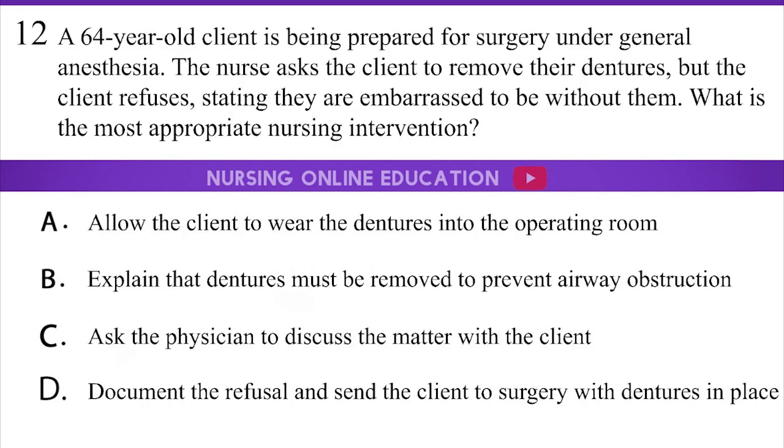12. A 64-year-old client is being prepared for surgery under general anesthesia. The nurse asks the client to remove their dentures, but the client refuses, stating they are embarrassed to be without them. What is the most appropriate nursing intervention? A. Allow the client to wear the dentures into the operating room. B. Explain that dentures must be removed to prevent airway obstruction. C. Ask the physician to discuss the matter with the client. D. Document the refusal and send the client to surgery with dentures in place.